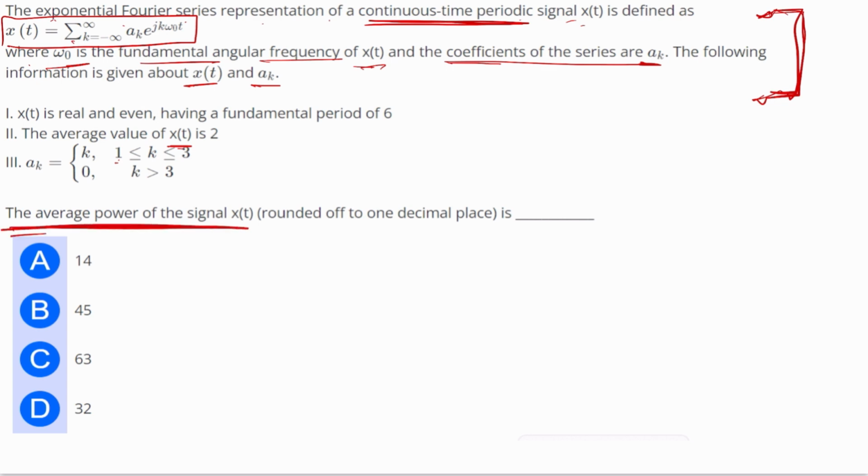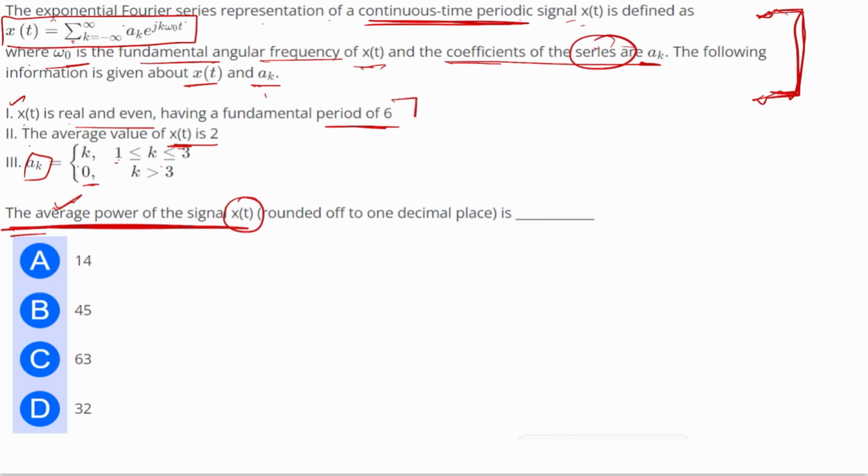Now, the information given is, first, x(t) is real and even, having fundamental time period of 6. The average value of x(t) is equal to 2. ak, which is the coefficient of the series, is equal to k, where 1 less than or equal to k, less than or equal to 3, and 0 otherwise. So you have to find out the average power of the signal x(t).